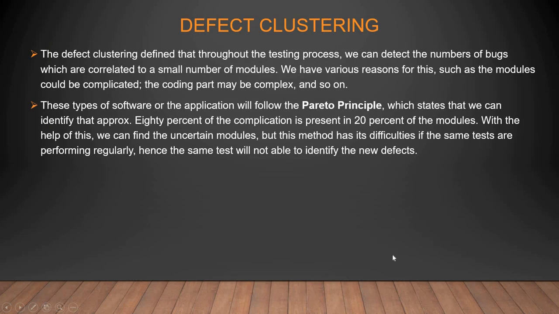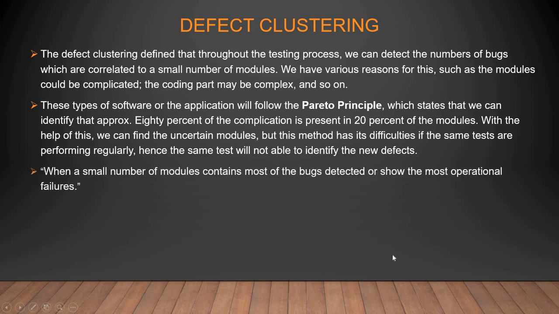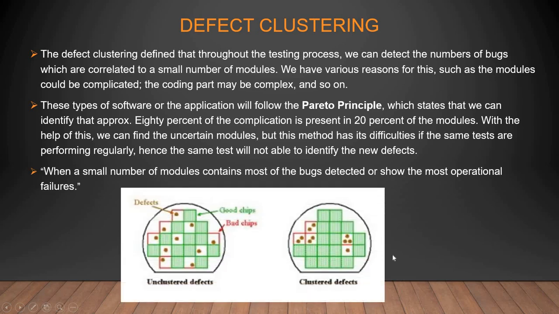Next is defect clustering. Defect clustering is defined as follows: throughout the testing process, we can detect that a large number of bugs are correlated to a small number of modules. There are various reasons for this, such as the modules could be complicated, the coding may be complex, and so on. This type of software or application follows the Pareto principle, which states that approximately 80% of the complications are present in 20% of the modules.